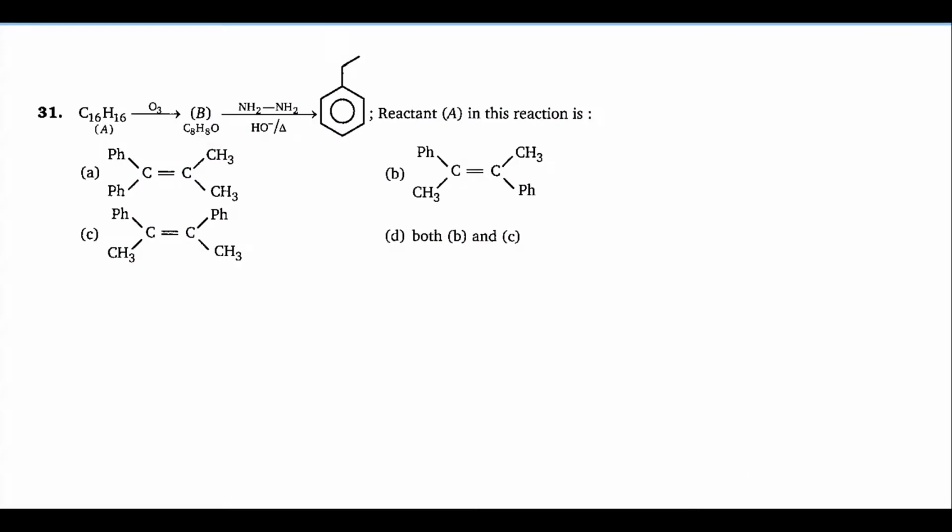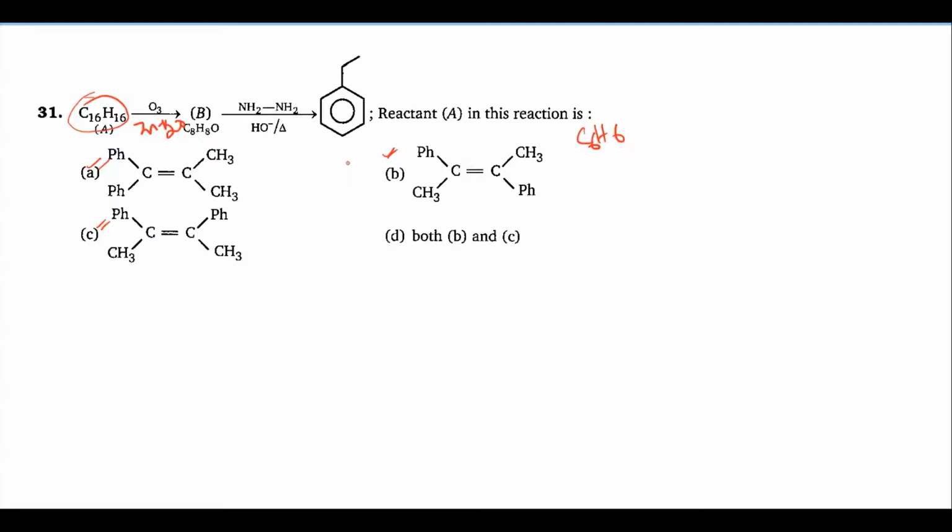Question number 31. There is a molecular formula, C16H16, which is treated with ozonolysis. Ozonolysis means O3, then Zn, H2O. This is missing. So all the molecular formulas are satisfied, C16H16. You can check the molecular formulas. But this is an ozonolysis, so you have to go through the options.